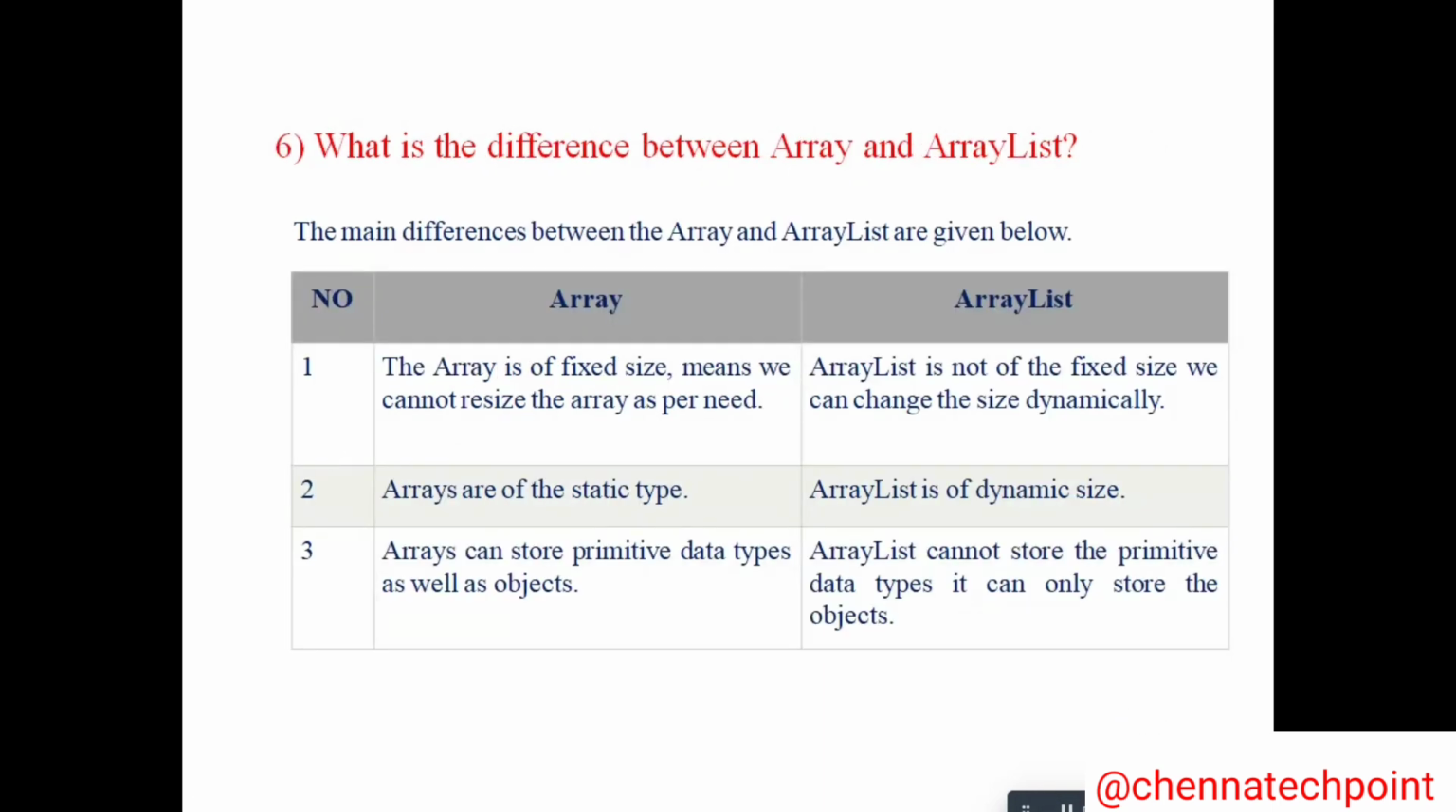What is the difference between array and ArrayList? The main differences between array and ArrayList are below. Array is of fixed size, means we cannot resize the array as per the user need. ArrayList is not of fixed size. We can change the size dynamically. Arrays are of static type. ArrayLists are dynamic type. It will increase the size dynamically. Arrays can store the primitive data types as well as the objects, whereas ArrayList cannot store the primitive data types. It can only store the objects.